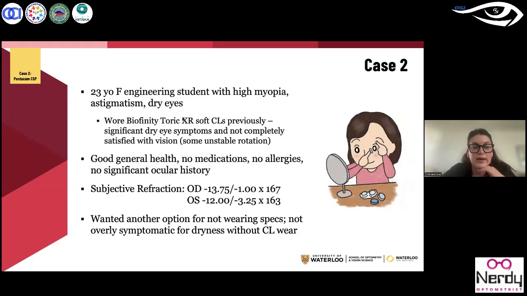Case 2, we ended up doing with the Pentacam CSP. This was a university student with relatively normal corneas, just high myopia, high astigmatism, but very dry eyes. Not happy in her previous soft toric contacts, unstable rotation. So you can see she does have some high myopia there and just wanted another option.